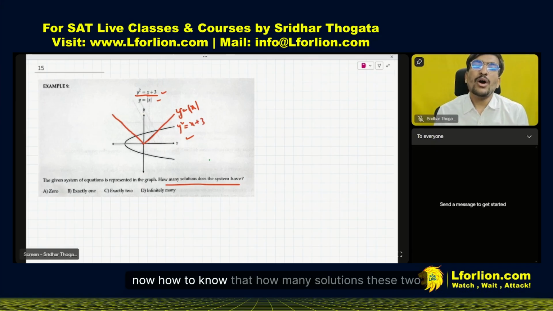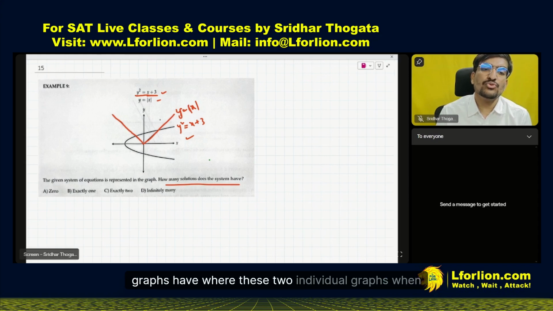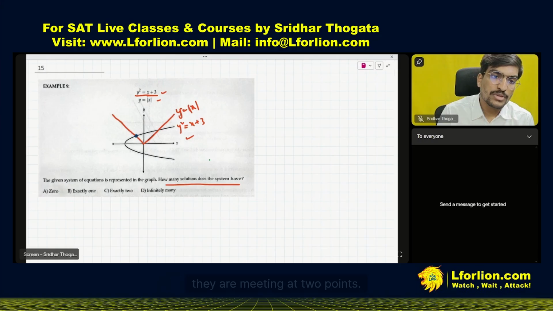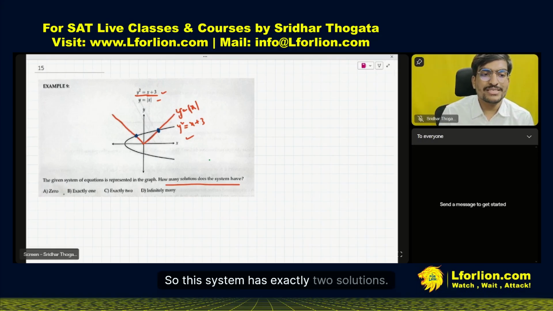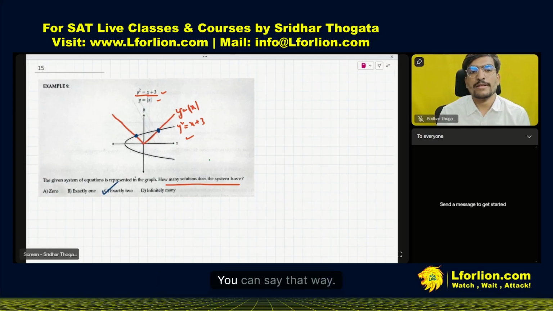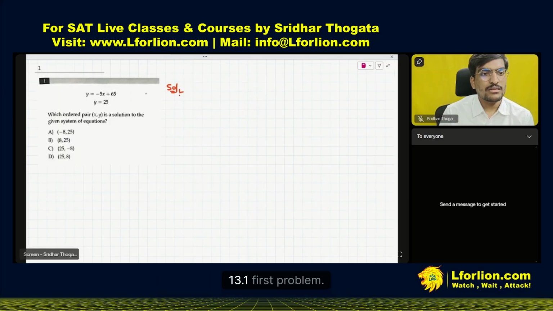Now, how do we know how many solutions these two graphs have? When we combine these two individual graphs, they are meeting at 2 points. So this system has exactly two solutions. You can say it that way.